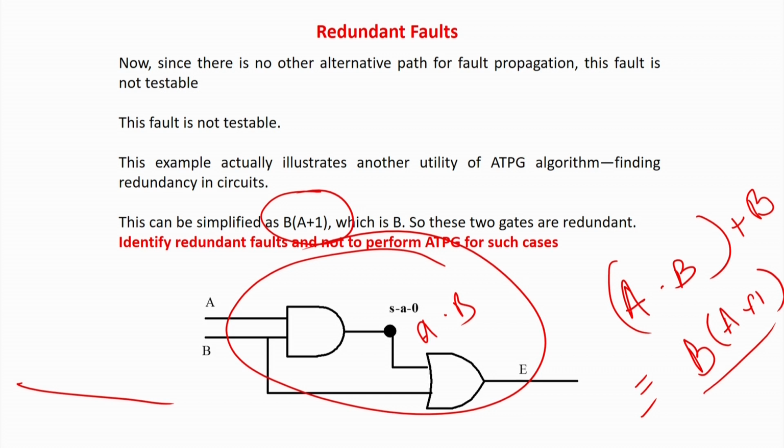Since A plus 1 is 1, the circuit is actually B. So, this is basically nothing but the gate B. This is a simple line, the output E is equal to B, just a straight wire where B is connected to the output. So, that means this circuit is not an optimized circuit. You have put a lot of redundant gates.